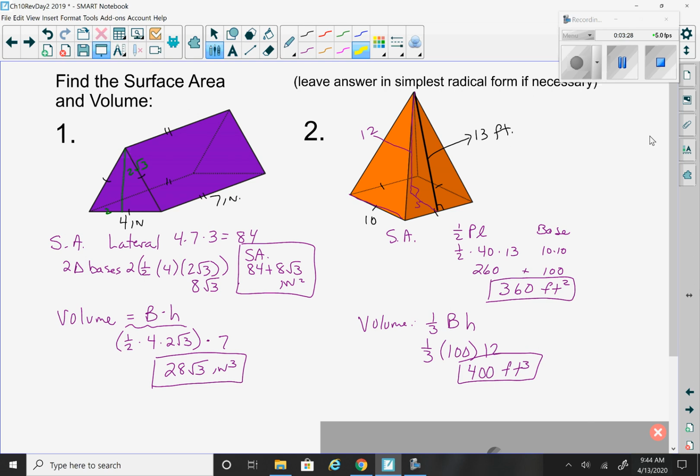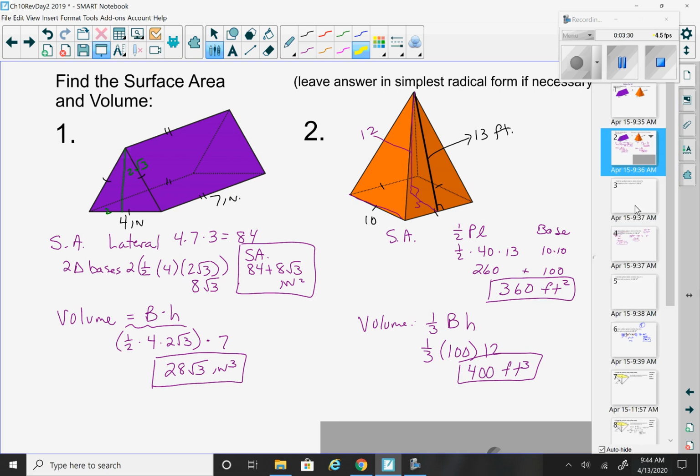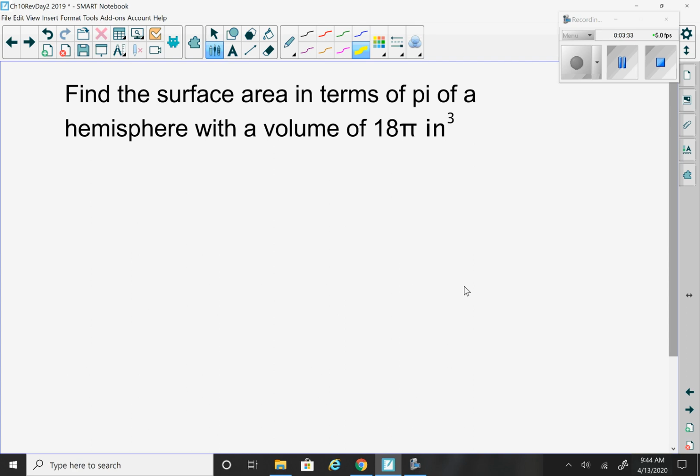Okay. On to my next problem, or another review problem here. It says, find the surface area in terms of pi of a hemisphere with a volume of 18 pi inches cubed. So I'm going to do this one with you.